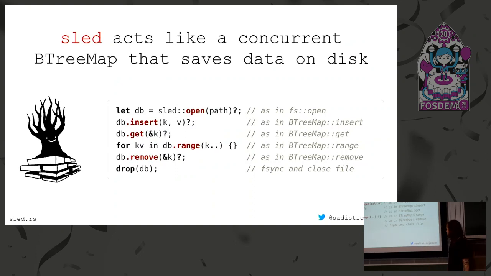It's a pretty simple API. It basically looks like a B-tree map, except you never need a mutable reference to it. You can open it as if it were a file. You can insert things, you can get things, you can iterate, remove things. When you drop it, it fsyncs, and it also fsyncs periodically. It basically acts like a B-tree map from bytes to bytes, and it also handles all of the multi-threaded issues and reliability issues if you crash. So it basically is just like a better map.